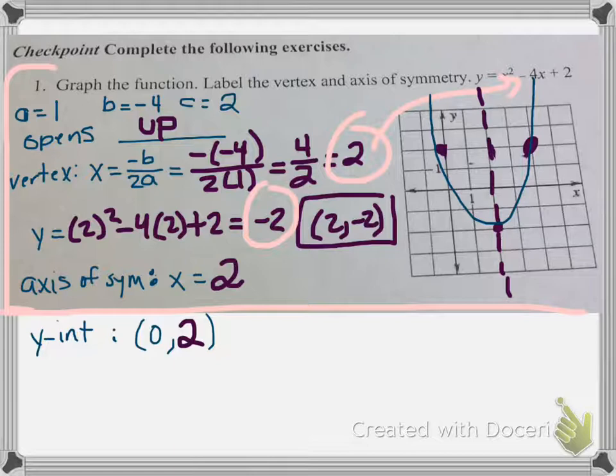So all these 4 steps, defining if it opens up, what's my vertex, what's my axis of symmetry, what's my y-intercept, that's how you're going to have to do the graphs in the back. And graphing it, numbers 11 through 15. We are going to omit 10.